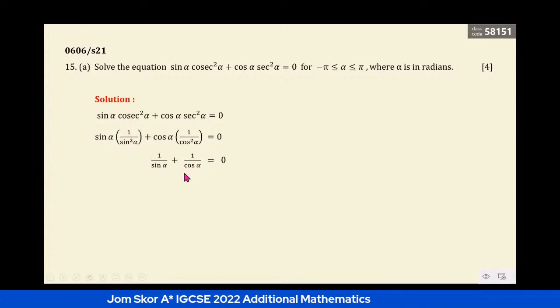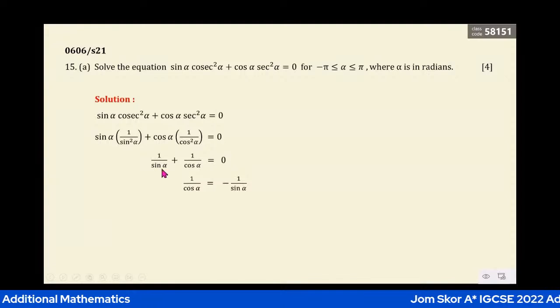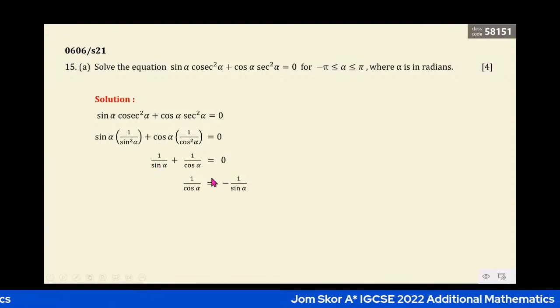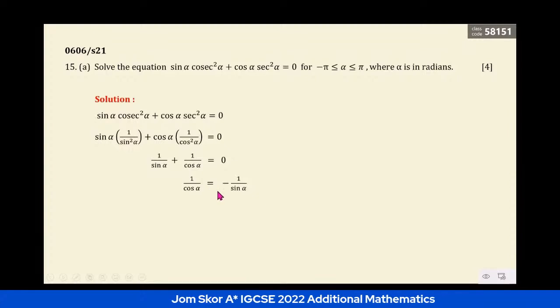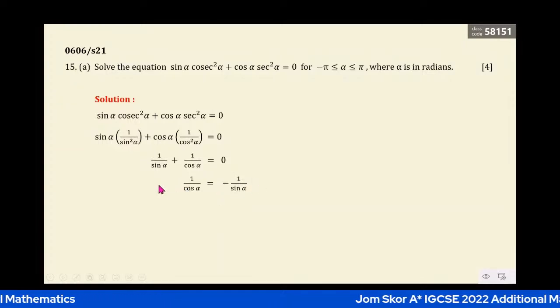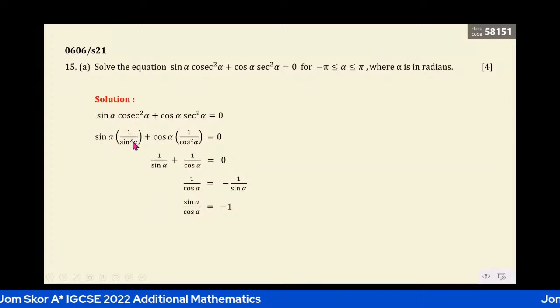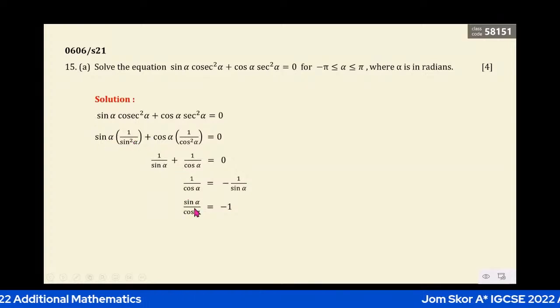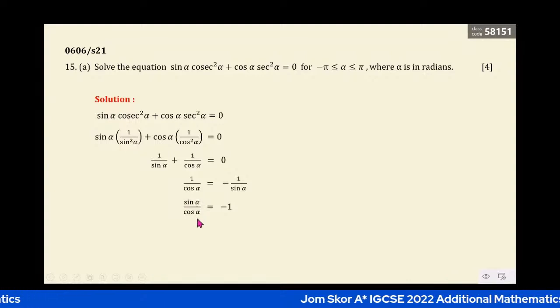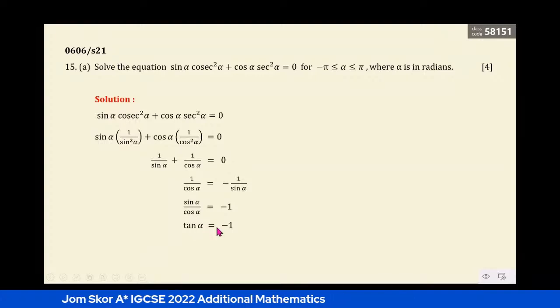Okay, so after you get this, what to do? Alright, so I just move this 1 over sine alpha to the other side of the equation. Okay, so don't forget the negative. So why do I put it here? Because after this, I multiply by sine alpha so that you will get this. Okay, so from 4 functions, we reduce into 2, and then now we reduce sine alpha over cos alpha to get tangent alpha. Okay, so we get tangent alpha is -1.